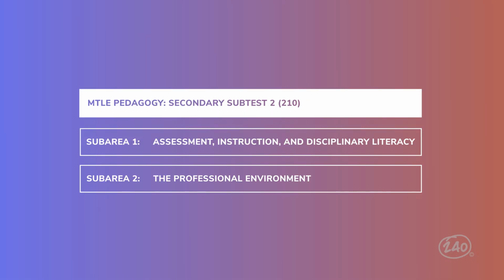Now, the MTLE Pedagogy Elementary Subtest 2 consists of approximately 50 total questions, coming from two overarching sub-areas. The sub-areas are assessment, instruction, and disciplinary literacy, and the professional environment. Each sub-area is worth about 50% of the exam. This means you'll see about 25 questions from each. You'll find 3 objectives each within these two sub-areas.